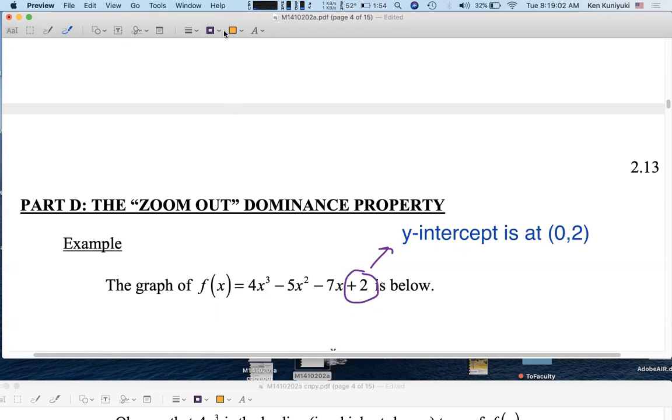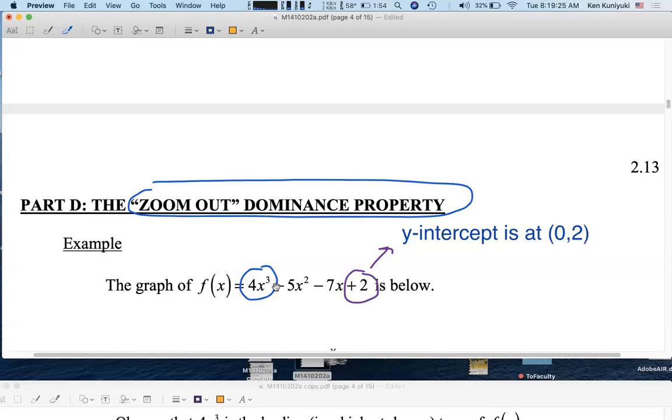But more importantly, the leading or dominant term, 4x cubed, tells us a lot. This tells us what the graph basically looks like in the long run if we zoom out. Then we can figure out the long run limits for this function. That's why I call this the zoom out dominance property. The leading term basically tells us what's going on.